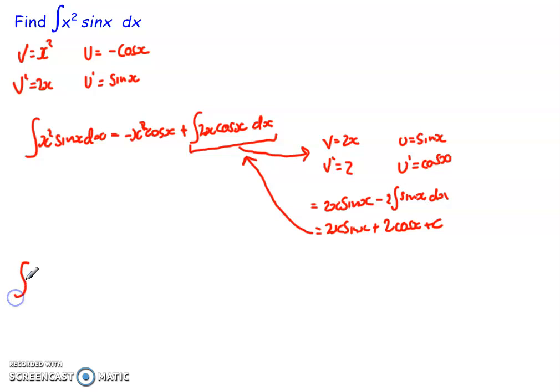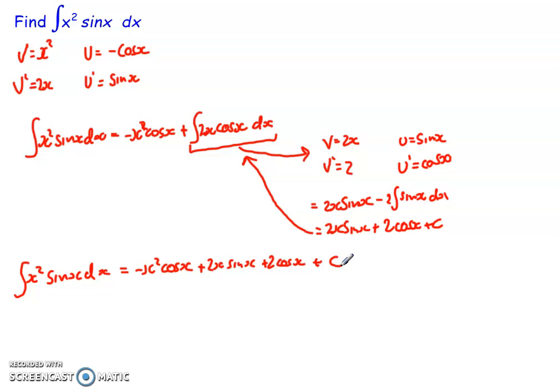So I can then state that my integral of x squared sine x dx equals this first part here, so minus x squared cos x, then plus the integral here, which is this bit here. So then plus 2x sine x plus 2 cos x plus my constant of integration, c.